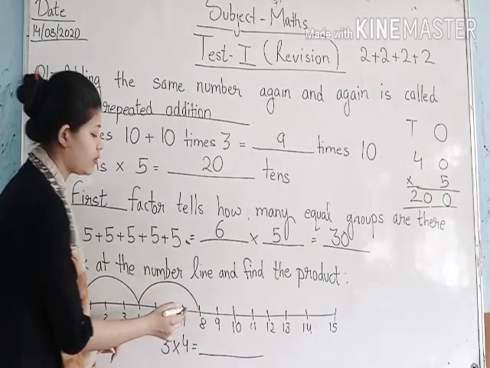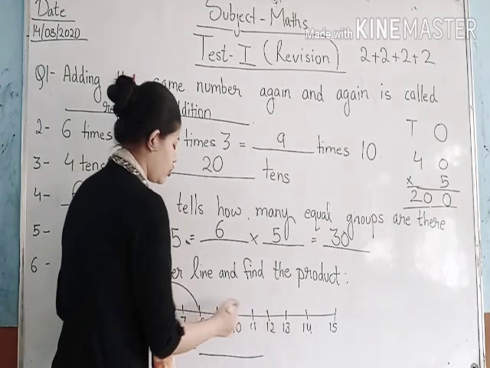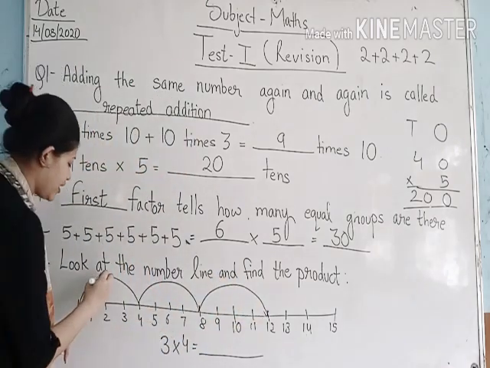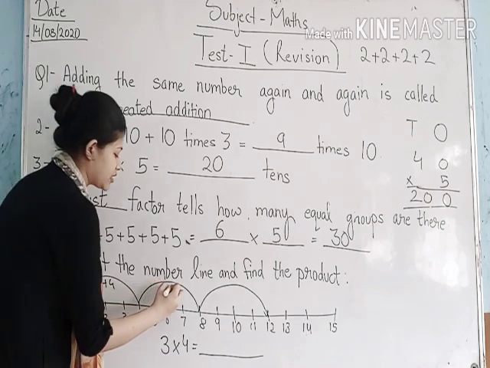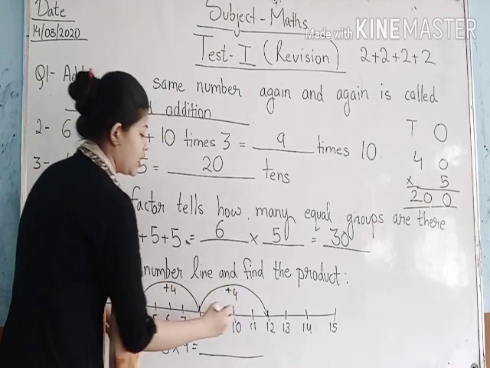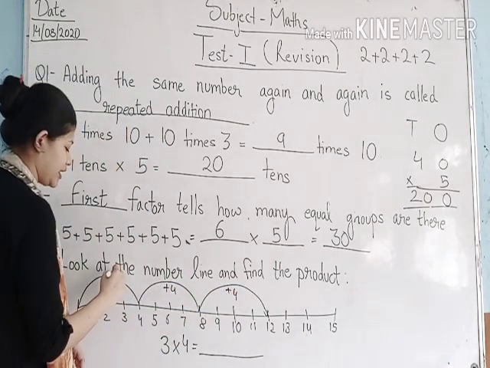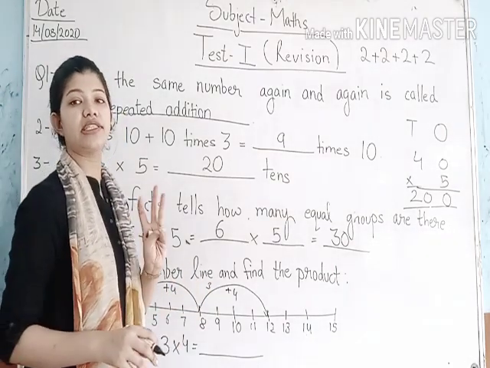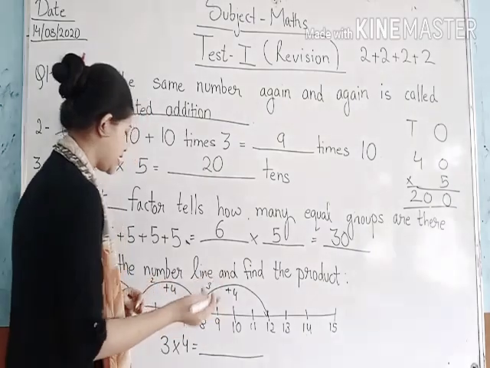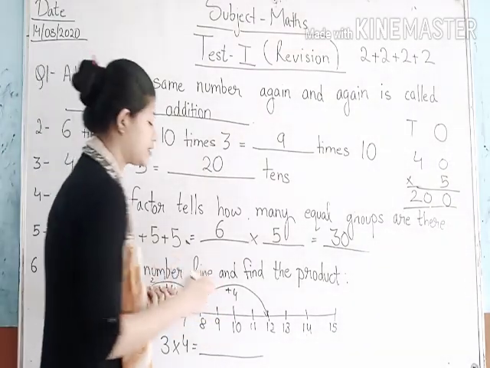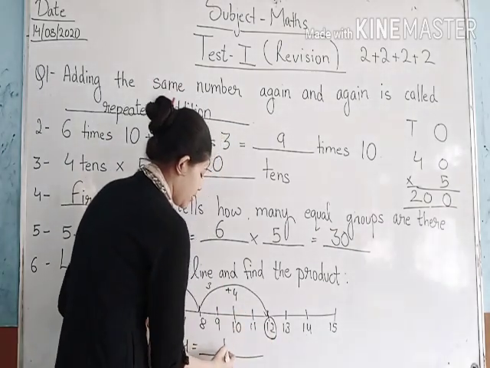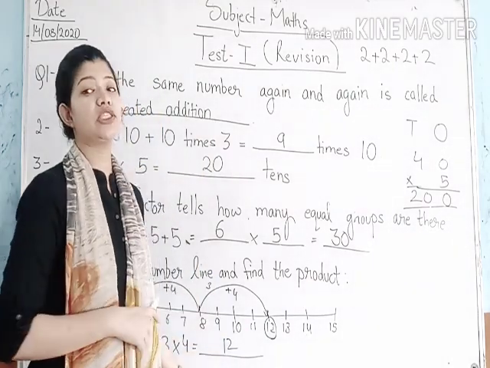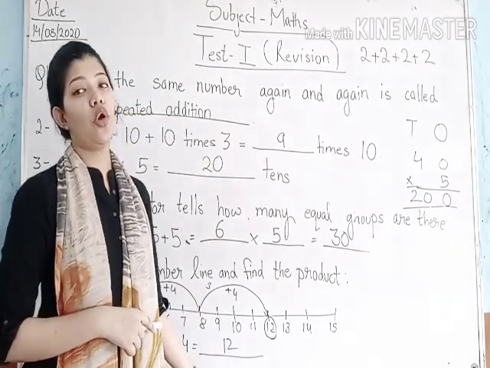This is our second group. Again 1, 2, 3, 4. This is our third group. Now see, we have added plus 4, plus 4, plus 4, how many times? 3 times. 1, 2, 3. We have taken 3 skips. So my dear students, what did we get as the answer? 12. Clear? So the answer is 12.